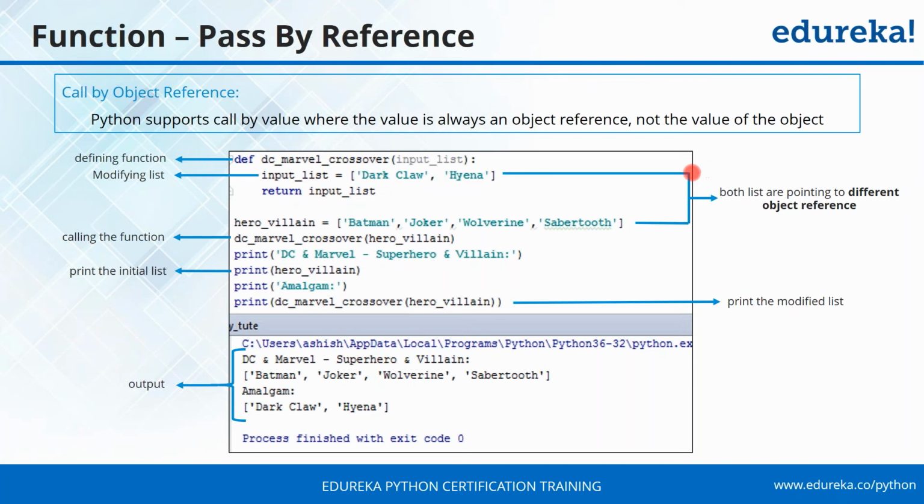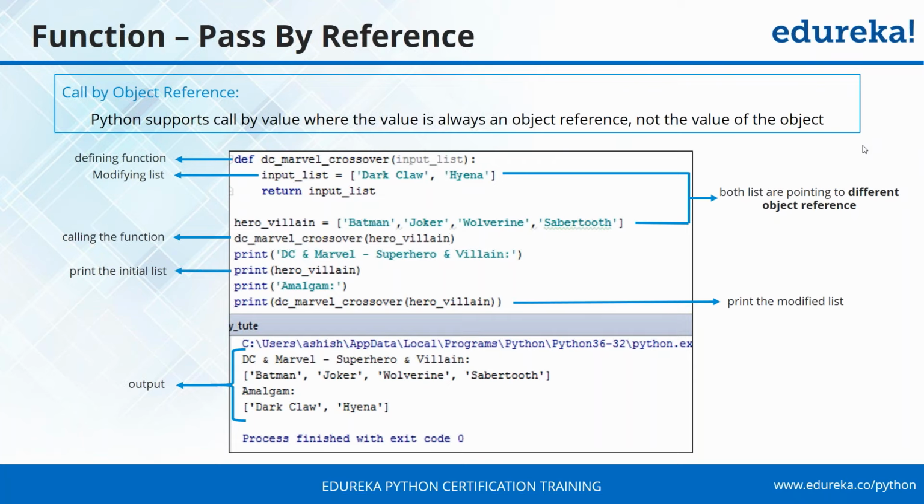What happens here is that the references to both these lists are pointing to two different objects. It is not the same object that gets modified here. So are you clear with this? It's important that you understand this, because this is basically how functions work in Python.